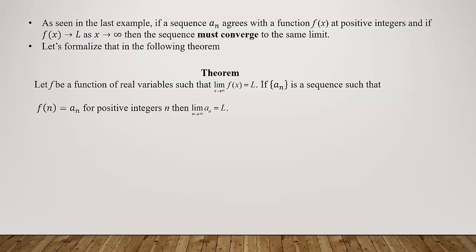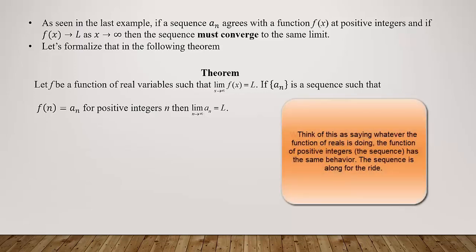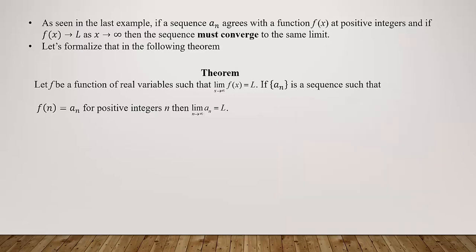So when we say f of n equals a sub n for the positive integers n, that's saying that the sequence is exactly the same as the function of x for the positive integers. To say the limit as n approaches infinity of a sub n equals L, that's saying, hey, if the limit as x approaches infinity of f of x is L, then the limit as n approaches infinity of a sub n must also be L. If they agree for the positive integers, the sequence has the exact same behavior as the function of the reals. So, check this out.